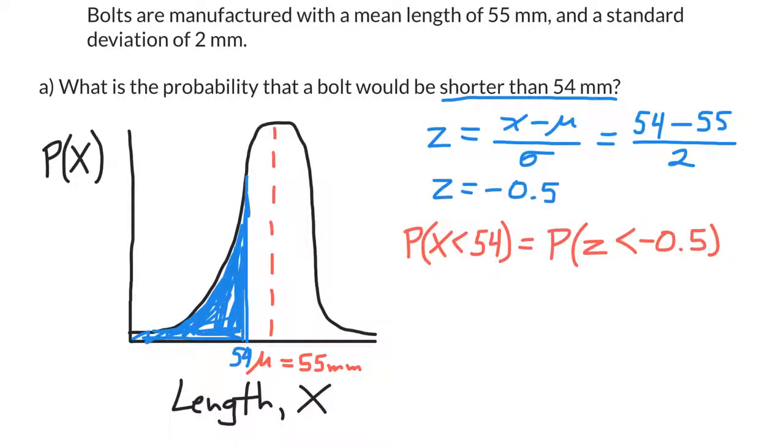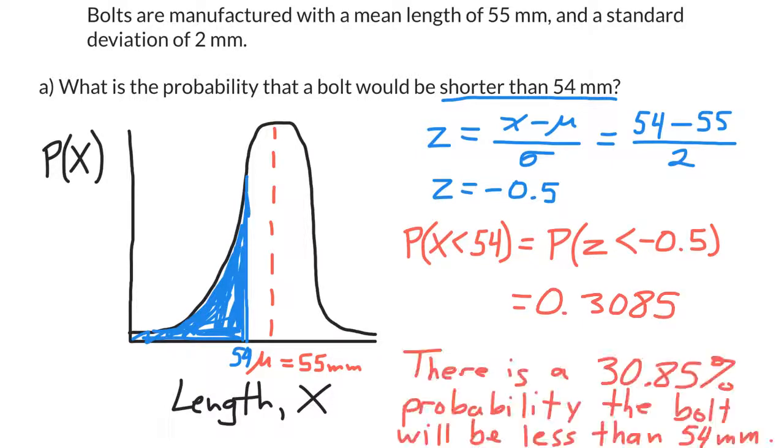So when I go back to my question, the probability that the length is less than 54 millimeters is the same as the probability that the z-score is less than negative 0.5. And I just used my z-score table to find that that was 0.3085. This means there is a 30.85% probability that the bolt will be less than 54 millimeters.